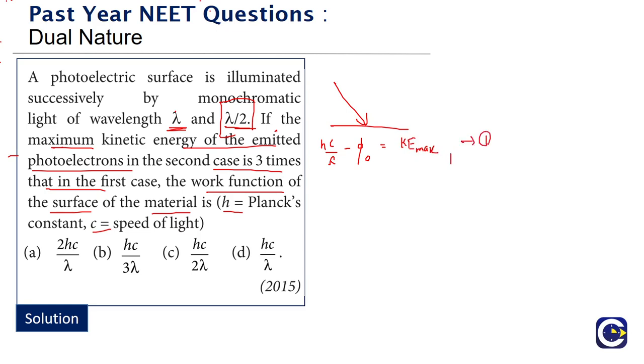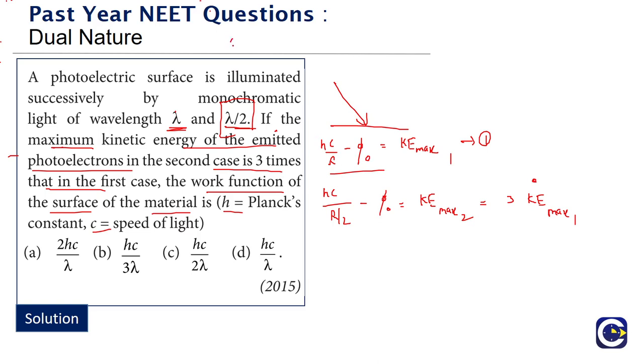Let us call it equation 1. In the second case, when we are using the incident radiation of wavelength lambda by 2, it will be hc by lambda by 2. Work function will remain the same, because we are dealing with the same metal surface. In this case the maximum kinetic energy of the emitted electrons, let us say, is Ke max 2. But what is told to us is that this is 3 times Ke max 1, isn't it? That is what is given in the question statement. So in place of Ke max 1 we can substitute hc by lambda minus phi naught. Phi naught is the work function.